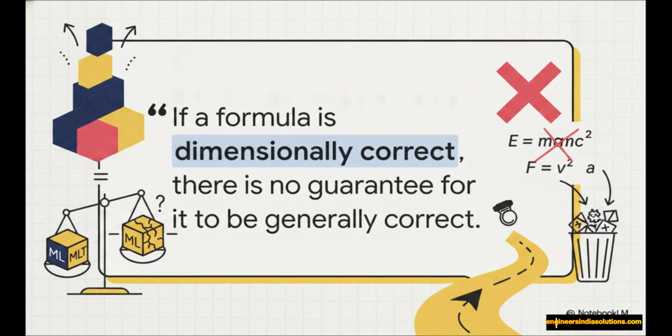A dimensionally correct formula just means the units balance out, right? It doesn't guarantee the physics is actually right in the real world. But if the dimensions of mass, length, and time don't match on both sides, you can confidently take that formula and throw it straight in the trash.